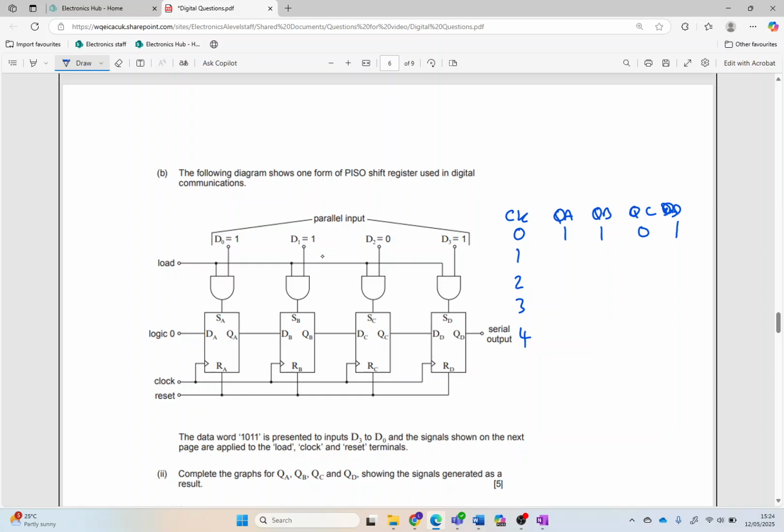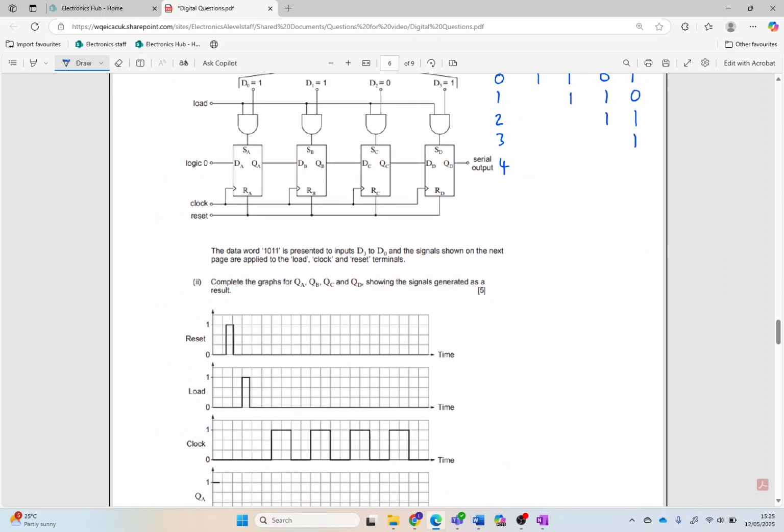Okay, then on the first clock pulse, after that's been loaded in, that's effectively this information, because that's QD there, on our output, so it's shuttling out. So therefore everything shuttles across 1, 1, 0, and that's on the first clock pulse. Second clock pulse, we've got that. On the third clock pulse, we've got our 1 there, like so. So let's draw what we've got from that.